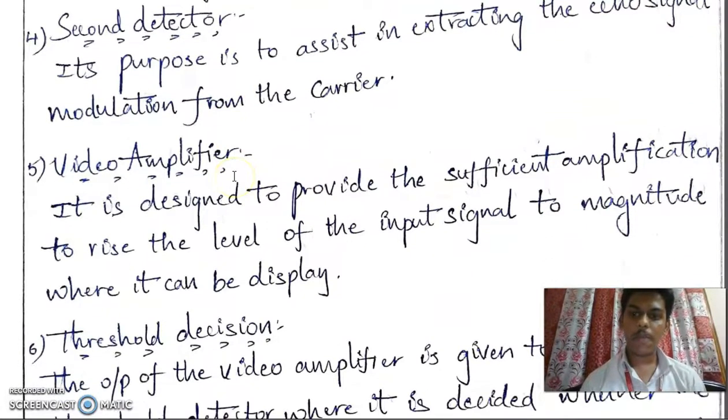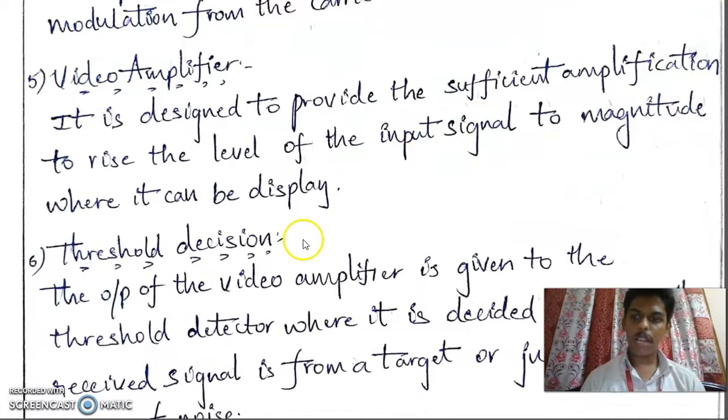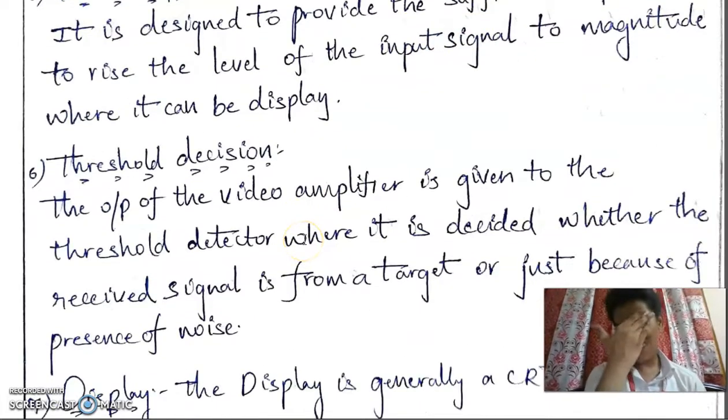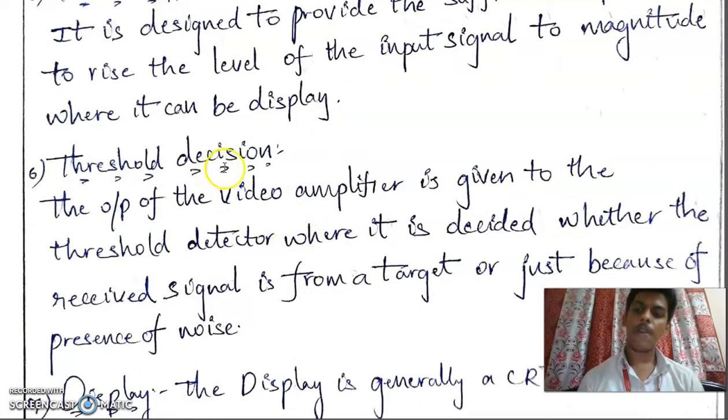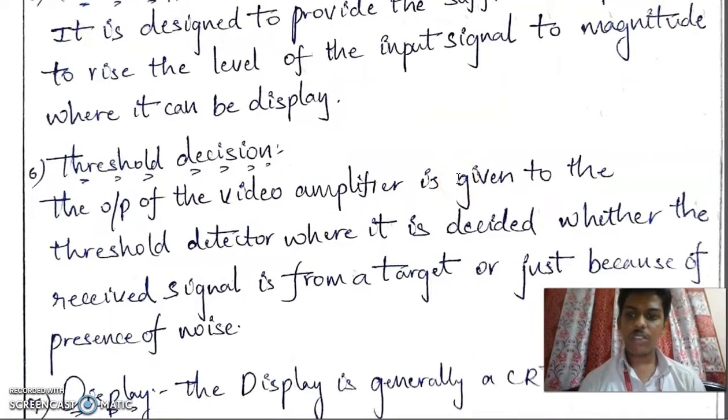Next, coming to the video amplifier, it is designed to provide sufficient amplification to raise the level of the input signal to a magnitude where it can be displayed. We didn't mention the threshold decision here, but it will be in the receiver section. The output of the video amplifier is given to the threshold detector, where it is decided whether the received signal is from a target or just because of noise.